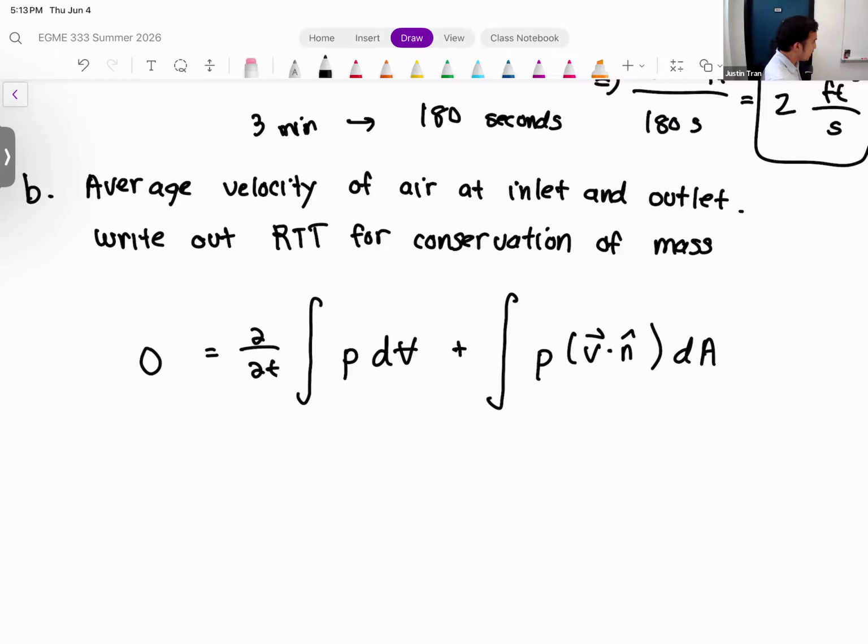Okay. Let's simplify this equation based on what we know from the problem, right? So we're designing this room, or more specifically, the ventilation system for this room, to be working under persistent conditions. That means we're working under steady state, so nothing is really changing with time, because we're designing for normal operating use. With that said, we can assume this term is 0.